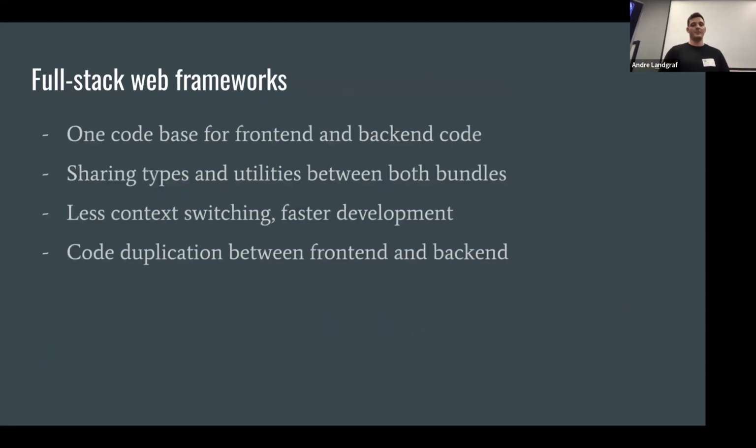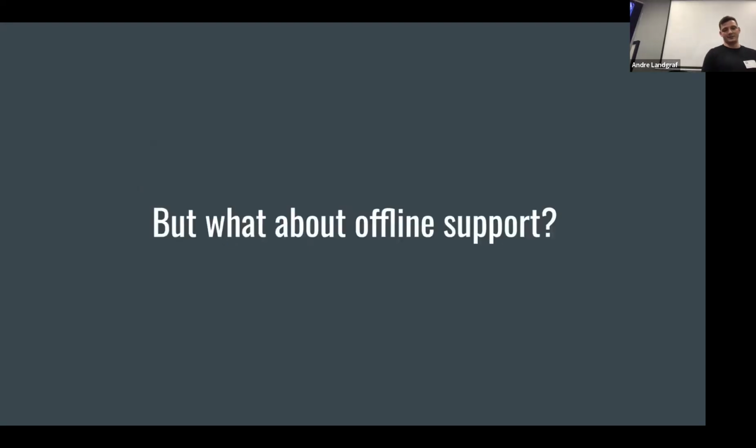Cool. So now we have one code base where we can infer types from our backend endpoints and have them in our client application. We don't have to have that much context switching because we can work on the same files, or at least in the same project, and we have to duplicate less code.